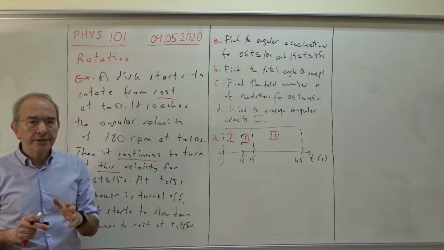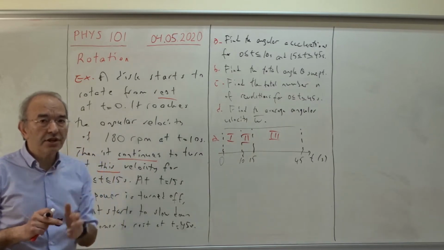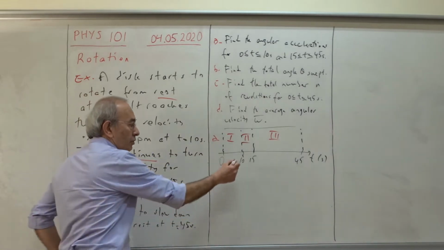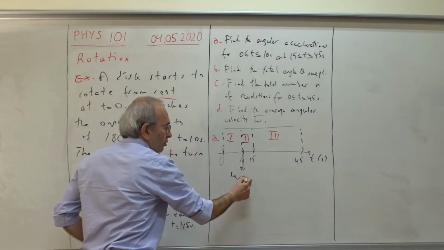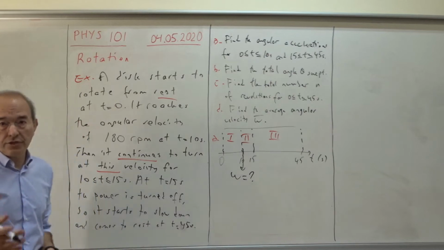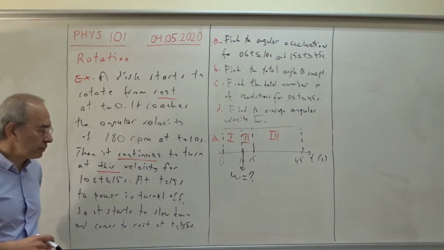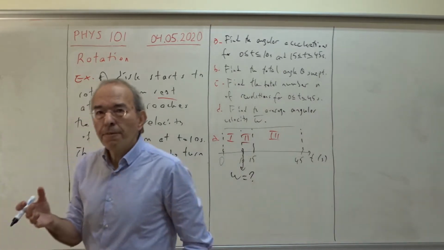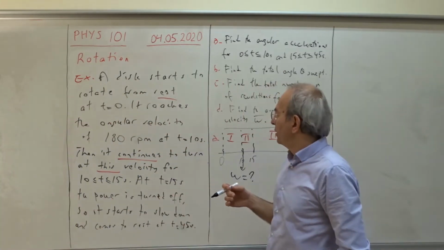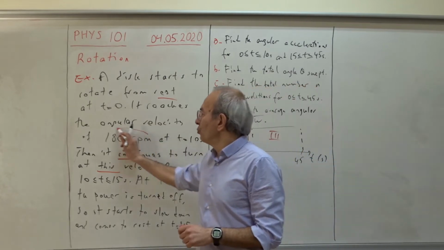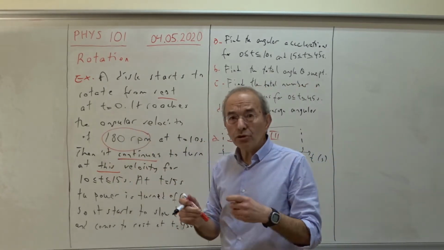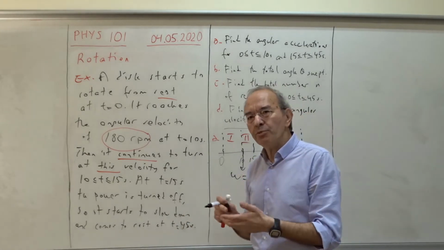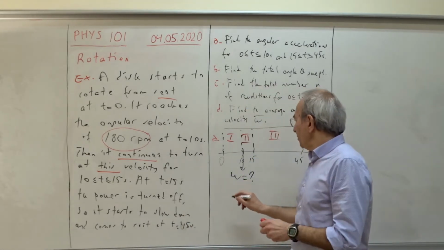So let's find the necessary thing, which is the velocity here. At this moment, what is the velocity omega? First, we have to find that one. Is it given? Yes, it is given, but in a different unit. It says 180 revolutions per minute. So revolution per minute is not an SI unit, so we should convert it to radians per second.